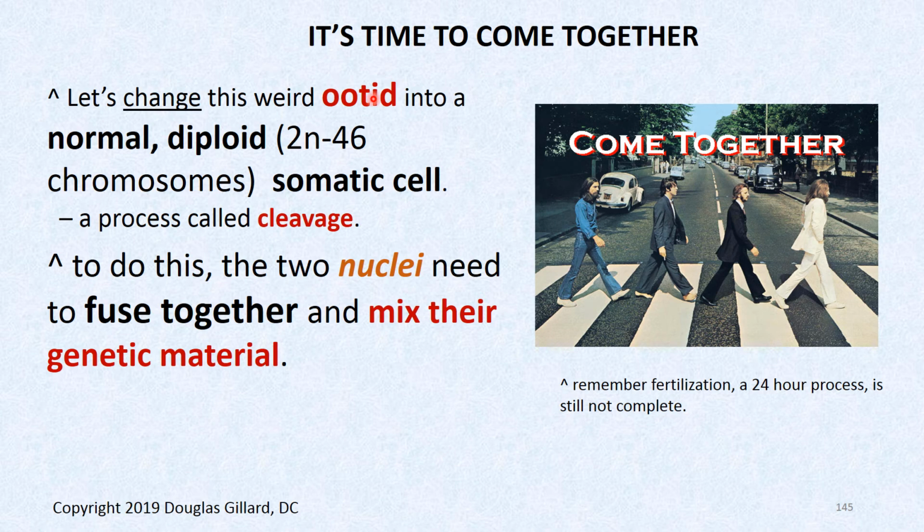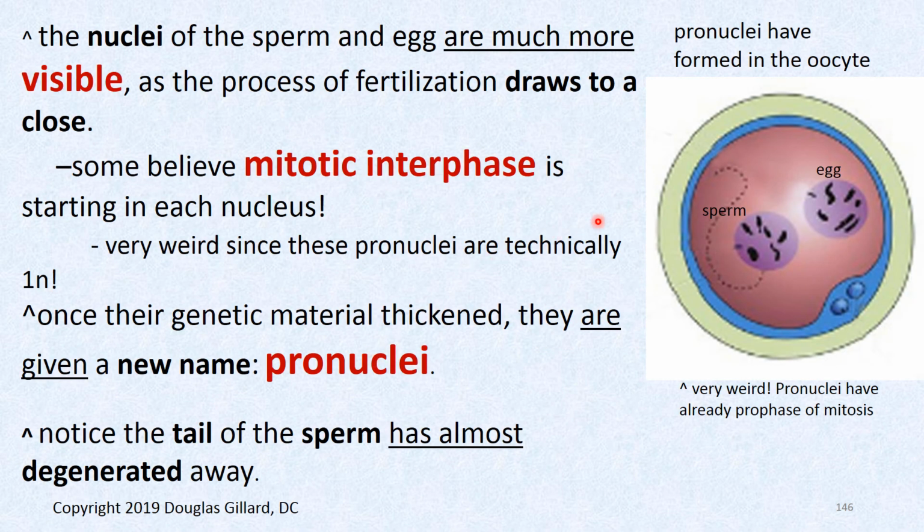So let's change this weird oocyte into a normal cell. That's what we're going to do by coming together. We pull these nuclei together and let their genetic material mix. So there's the sperm. You can see we're in prophase because we can see the thickened genetic material now. But these are still only 1N. But if we combine these together, we have a normal cell. But this cell right here is pretty darn weird, you'd have to agree. What cell has 2 nuclei in it?